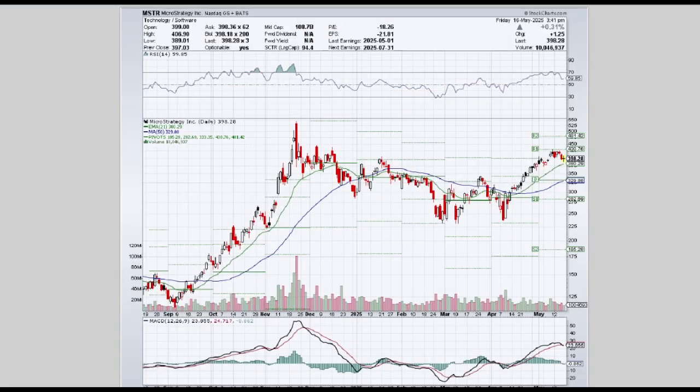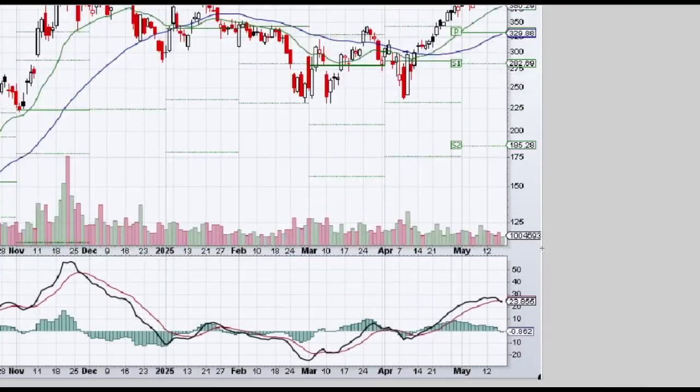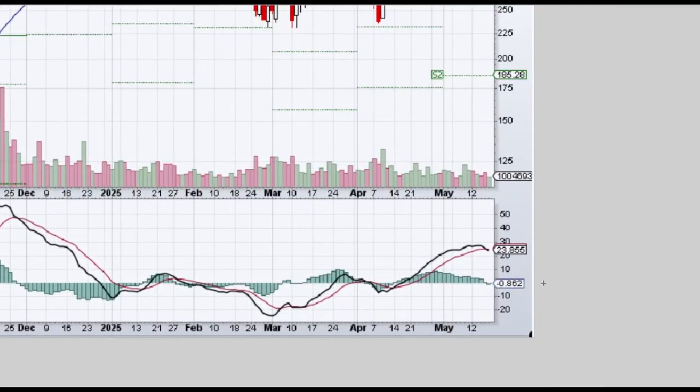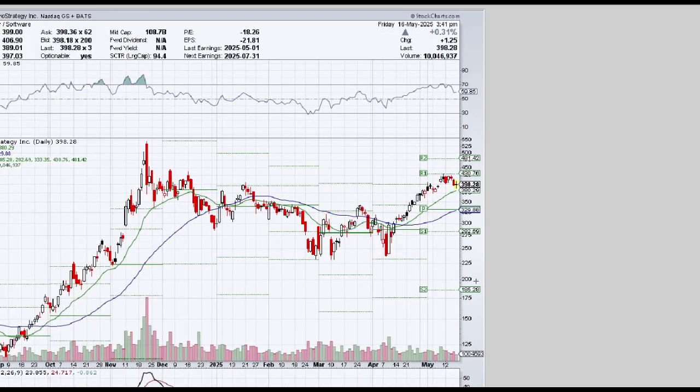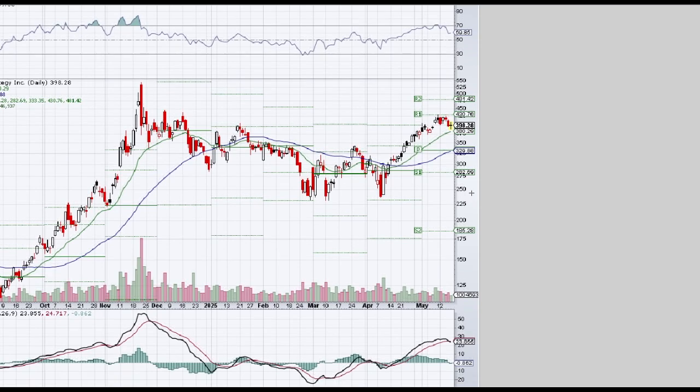MACD remains elevated but is starting to flatten out, while RSI has dropped below 70 and is curling downward. When you see this kind of alignment between volume, momentum, and failed breakouts, you start preparing for mean reversion.